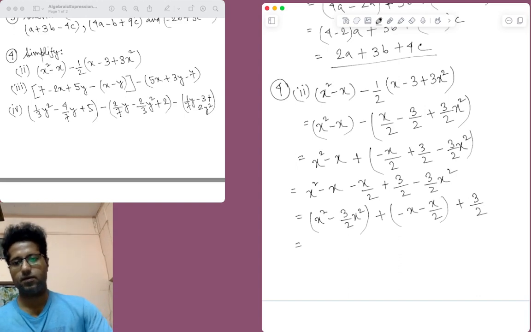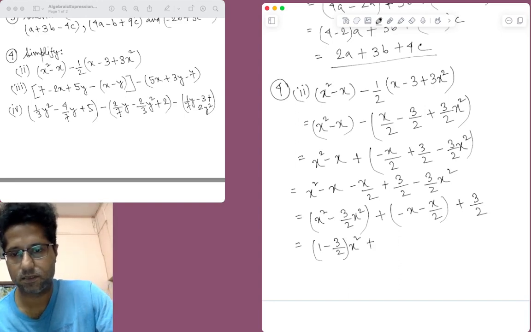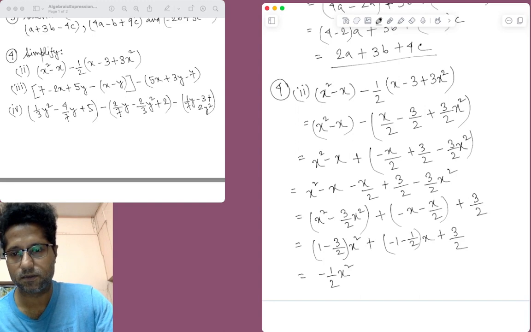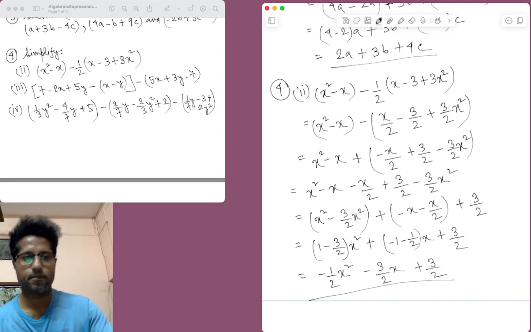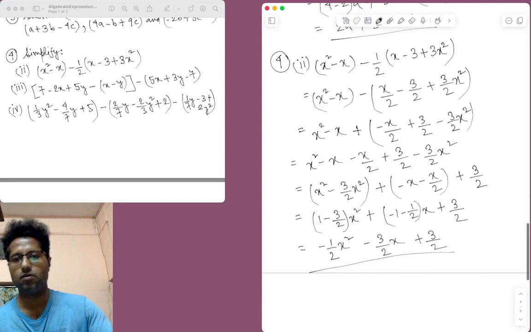So now if we do the addition of the like terms, we get 1 minus 3 by 2 x square plus minus 1 minus half x plus 3 by 2. This is minus half x square, and this is minus 3 by 2 x, and this is plus 3 by 2. So this is the result of the simplification. While I am solving it, you can pause the video and take a screenshot.